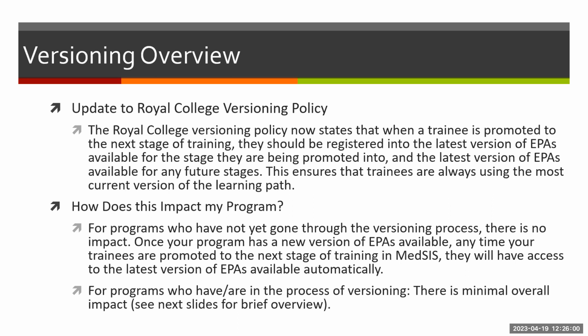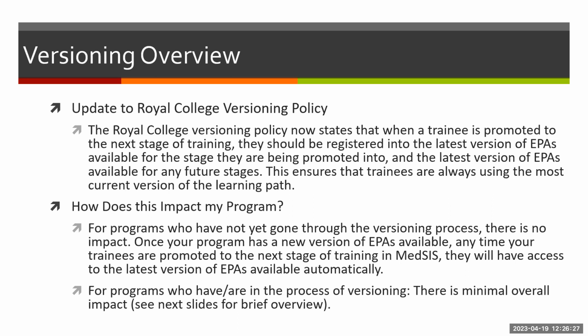So in terms of versioning, there has been a recent update to the Royal College versioning process, or policy rather. The Royal College versioning policy now states that when a trainee is promoted to the next stage of training, they should be registered into the latest version of EPAs available for that stage they're being promoted into, and the latest version of EPAs available for any future stages. So this ensures that the trainees are always using the most current version of the learning path.